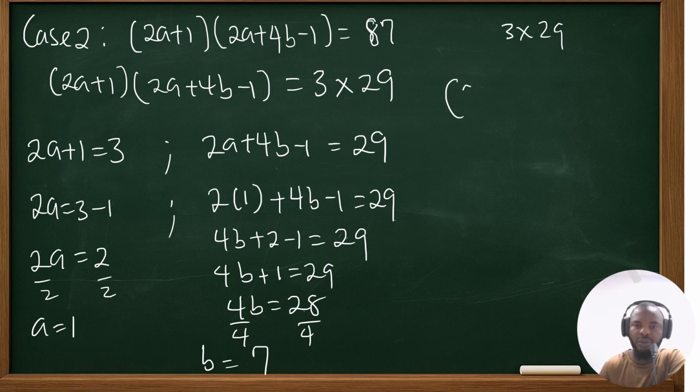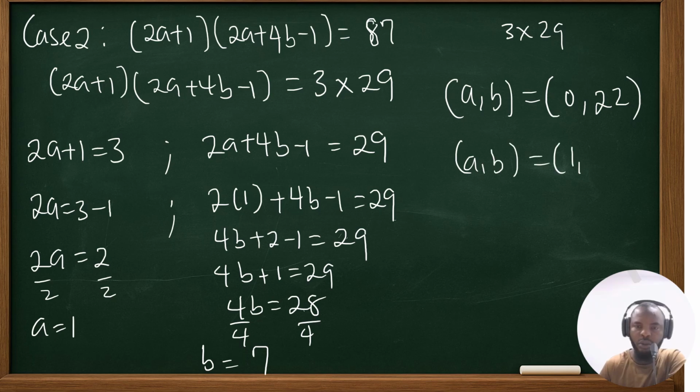So for the first case, we have 0, 22, and for the second case, we have 1, 7.